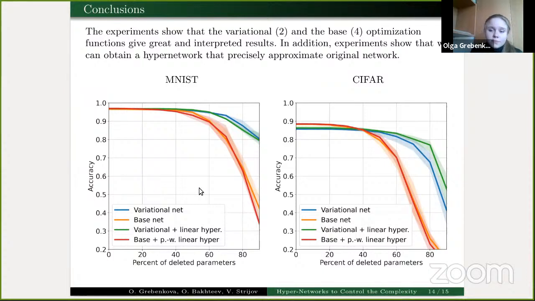Furthermore, hypernetworks approximate the direct models really well. So as you can see, for example, orange is the BaseNet, and red is the BaseNet that was obtained from piecewise linear hypernetwork. And as we can see, the behavior of them is the same. And for the CIFAR dataset, we have the same behavior, the same results.